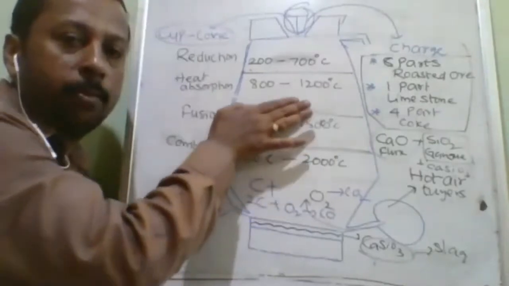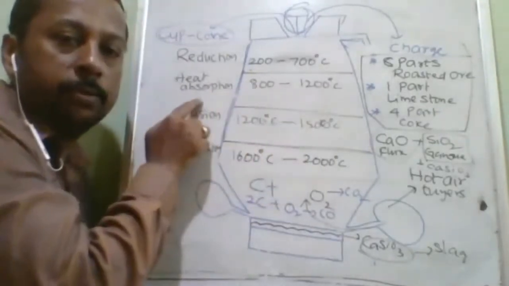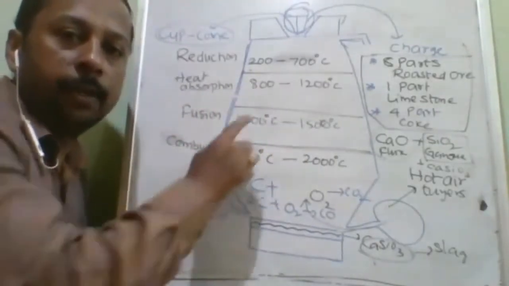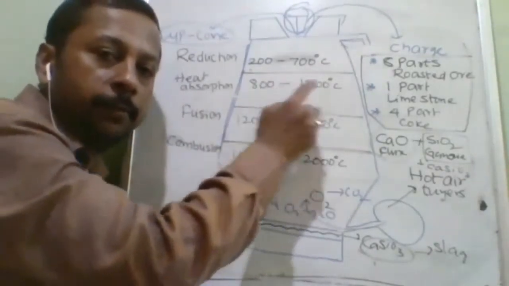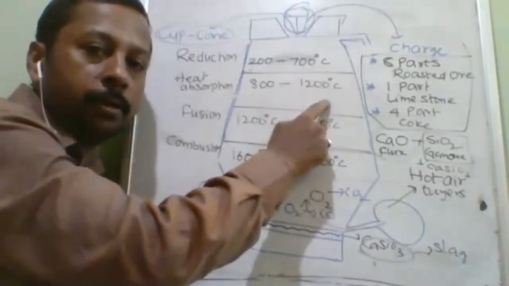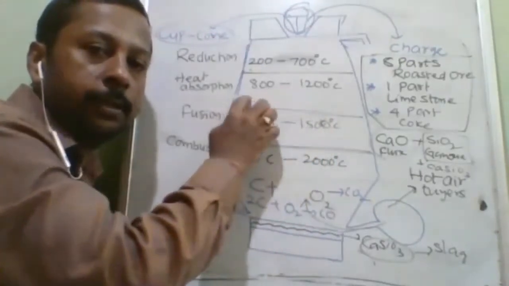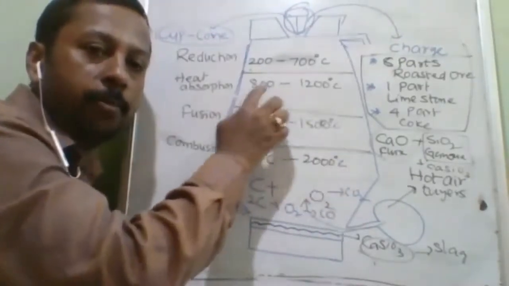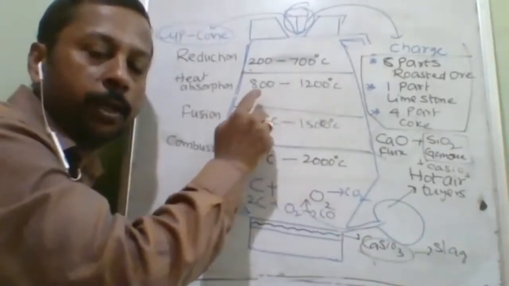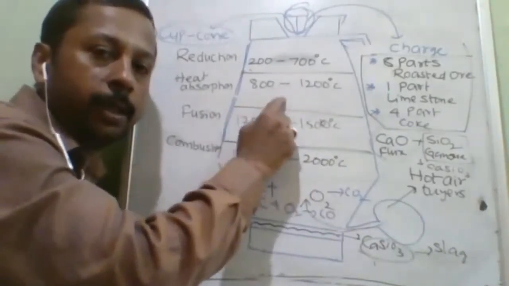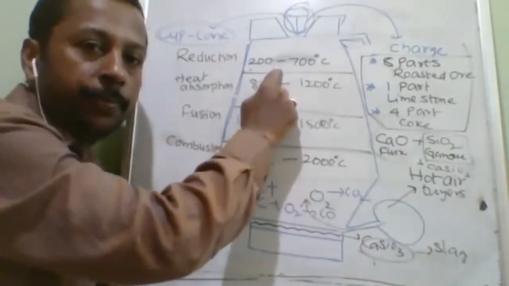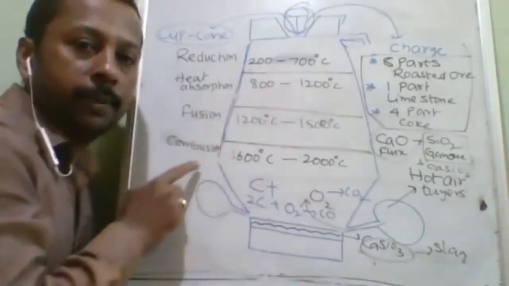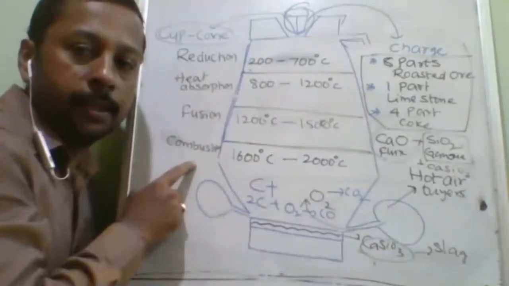Then some more heat will be used in the heat absorption zone, where it will convert the impurities. Sulfur will be converted to sulfur dioxide. Phosphorus is there, phosphate. And some reduction process also will go, like carbon dioxide plus carbon monoxide. Actual that reaction will be here.